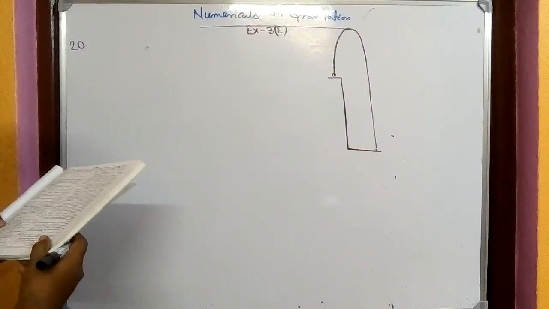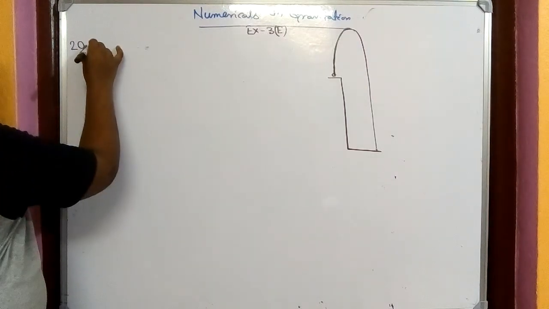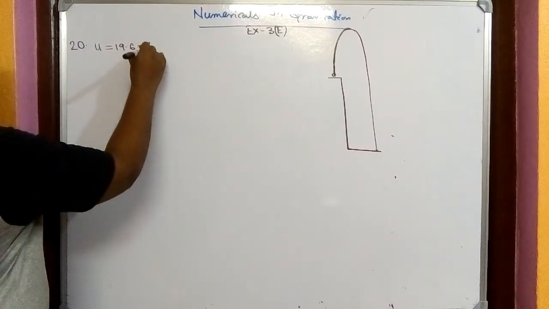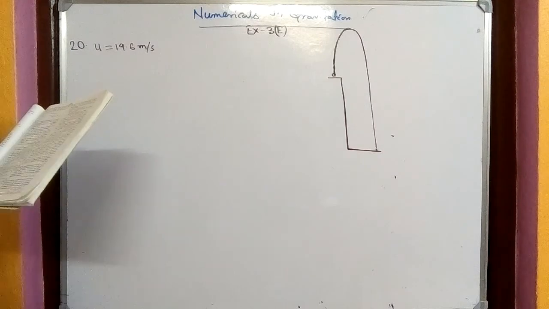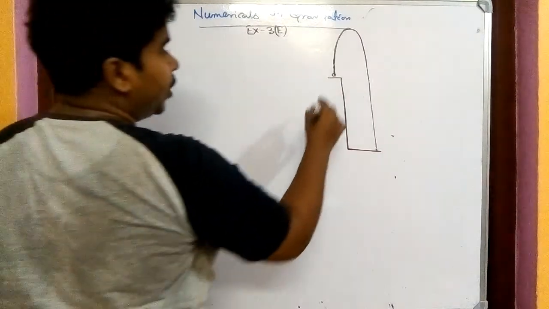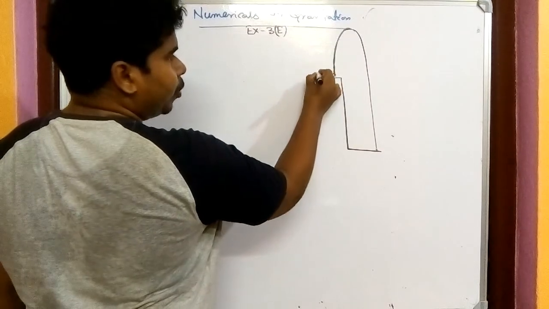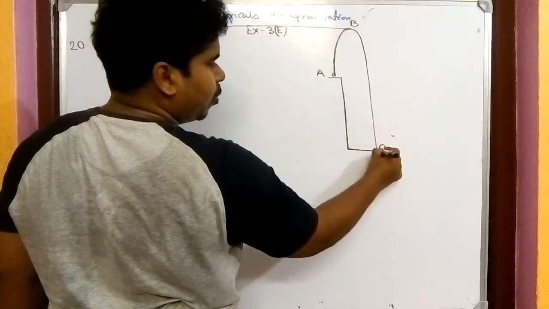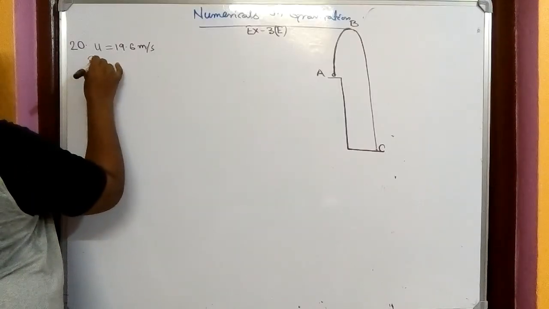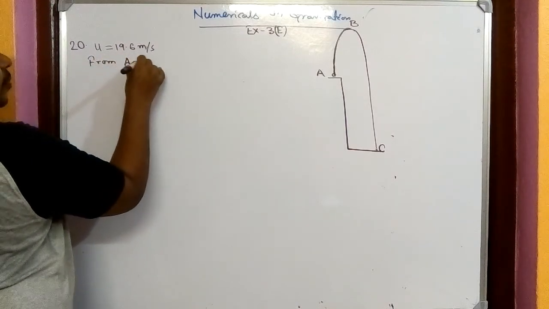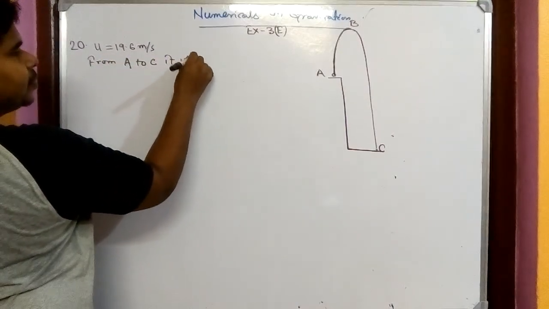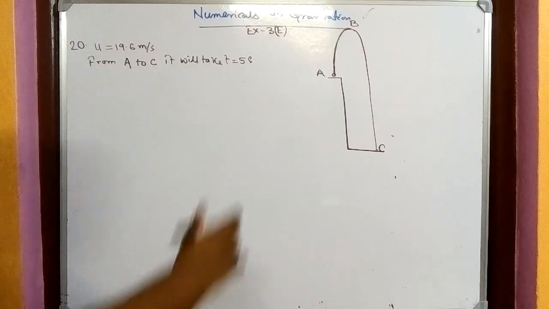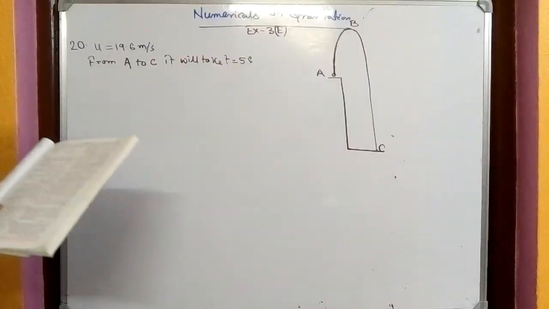The initial velocity of the ball is given. So what is given? u equals 19.6 meter per second. And next, the total time to reach the ground, from here to here. So first we have to mention the points. Let this point be A, this point be B, and this point be C. So we can write, from A to C, it will take t equals 5 seconds. From point A to point C, it will take 5 seconds.